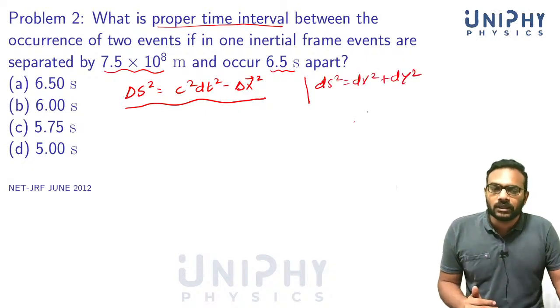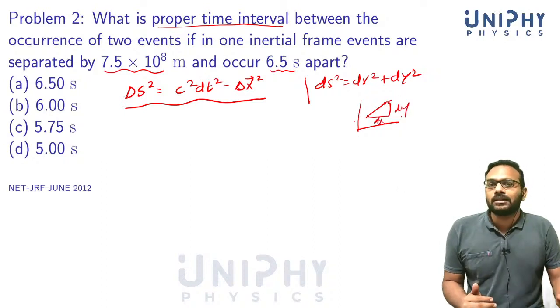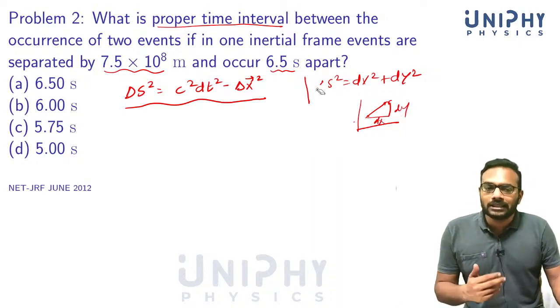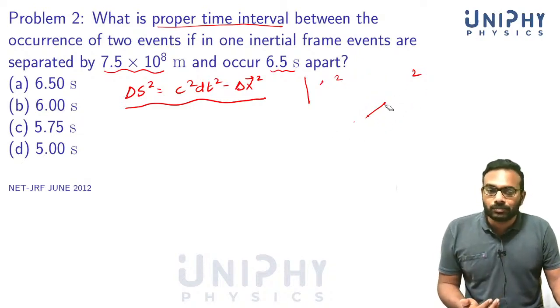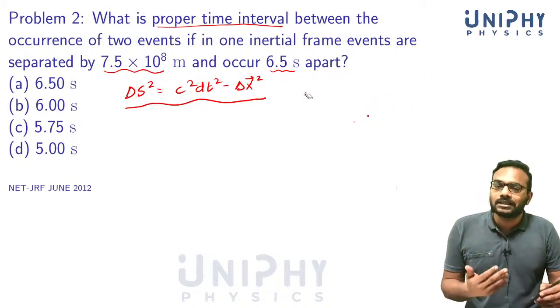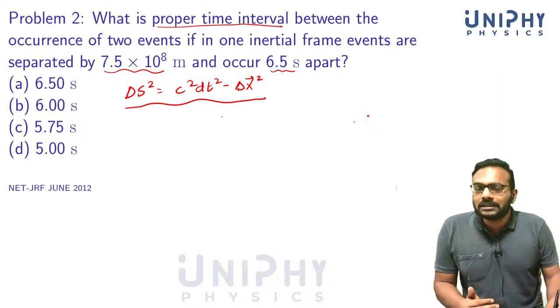If you have a plane like that and want the distance between 2 points, you just need to get this dx and dy, and then you can use the Pythagoras theorem. That's known as Euclidean geometry, but space-time does not have Euclidean geometry. It has a Minkowski geometry. So this is the geometry of space-time.